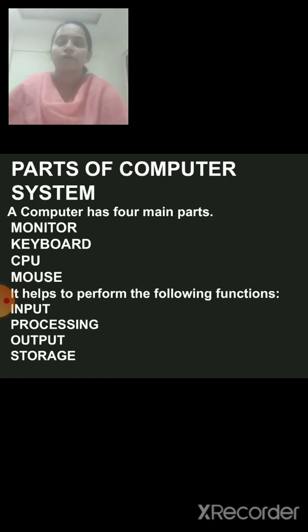Next, we will see the parts of computer system. Computer has four main parts: monitor, keyboard, CPU, mouse. These are the parts of computer, that we have studied in the second standard also. Each part helps to perform the following functions. What is the function of this? It is input, processing, output and storage. What is input? What is processing? What is output? And what is storage? That we will see now.